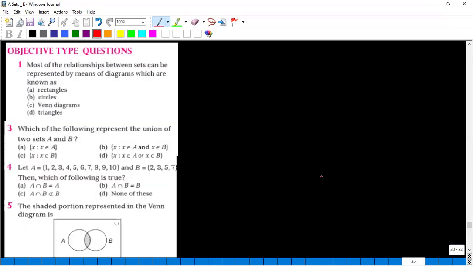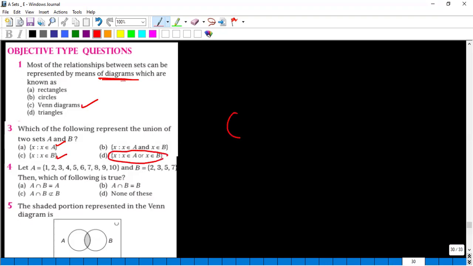Some objective questions. Most of the relationships between sets can be represented by means of diagrams, and the diagrams are known as Venn diagrams. Which of the following represents the union of two sets? Union of two sets: X such that X belongs to A, we have only one. X such that X belongs to B. X such that X belongs to A or B. This one.